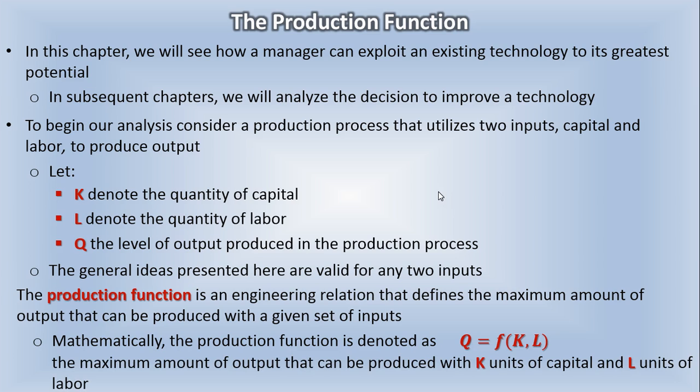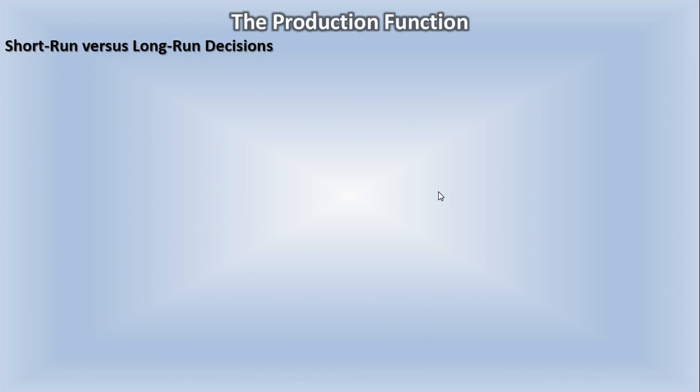So it is the maximum amount of output that can be produced with K units of capital and L units of labor. All right, now let's talk about the distinction between the short run and the long run. So in your economics courses, you've heard these terms before. They have very precise definitions within the context that you are dealing with. In macroeconomics, you can talk about the short run and the long run.